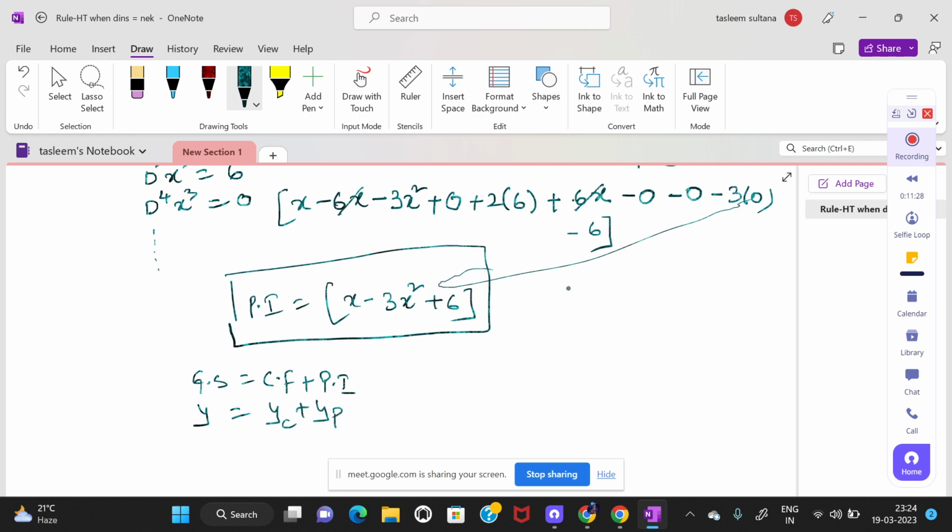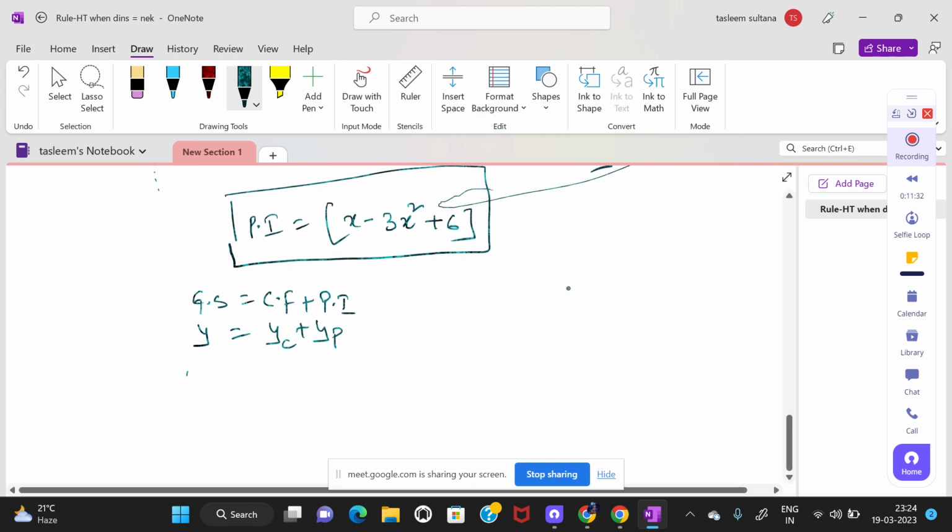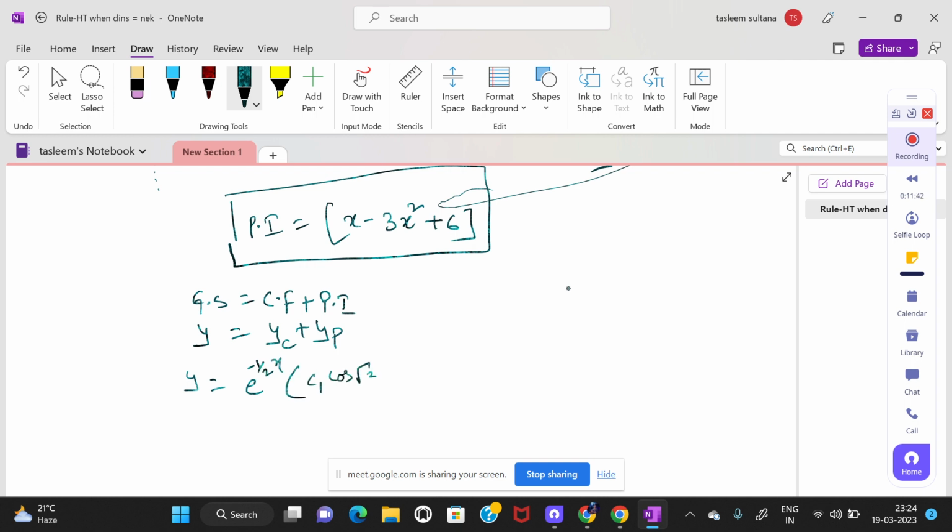y suffix p, which is equal to, we got complex analysis, no? Y is equal to e to the power of minus half x, into c1 cos root 3 by 2 into x, then plus c2 sine root 3 by 2 into x, then plus your PI value is equal to x minus 3x square plus 6.